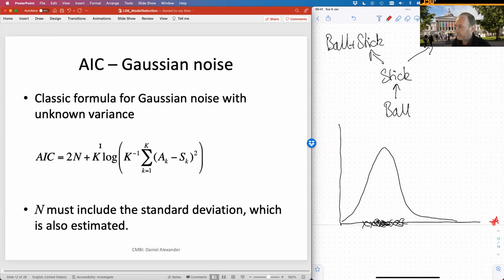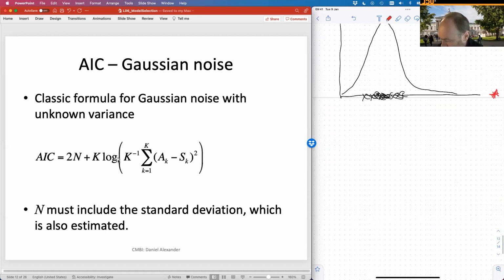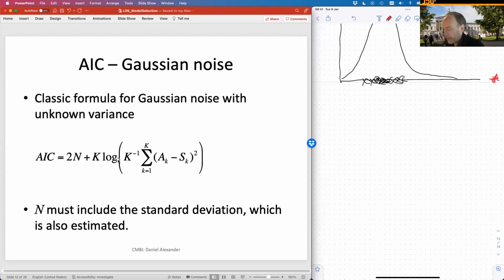A possibly more familiar formula, if anyone's come across the AIC before, is this one here. This is actually a special case of the general formula on the previous slide, for the case where we have Gaussian noise. I'm going to do a quick calculation to show you where that comes from. It comes from some quite familiar expressions that we've seen already.